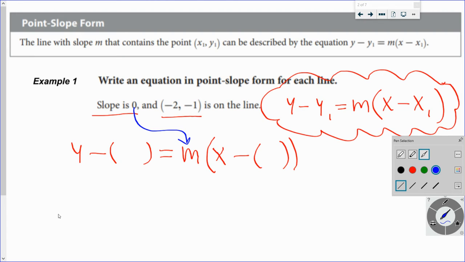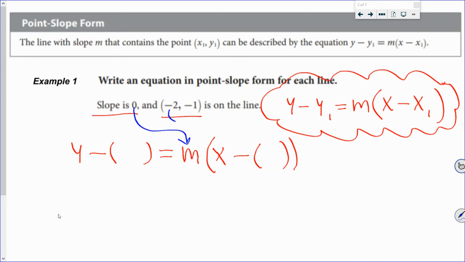Okay, and the x coordinate, -2, it'll go right here. And the y coordinate, it'll go right here. That's all there is to it. Now remember, because in the point slope form I have this negative sign here, in a way it's going to look like we put its opposite there. Okay, because that negative sign is going to reverse the sign.